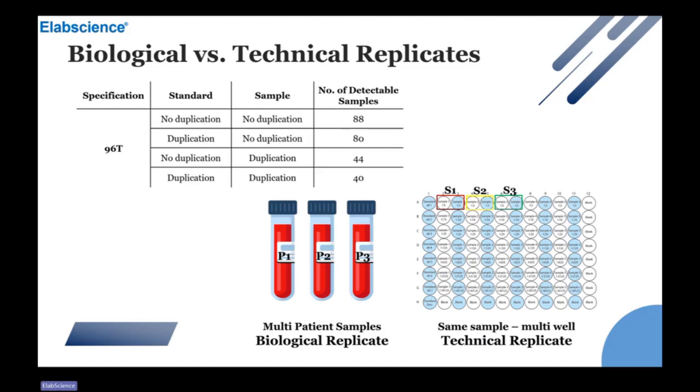Then the replicates help ensure that our results are reliable. There are two types of replicates. One type is the biological replicates. These capture the variability between the subjects or the samples, reflecting real biological differences like serum or plasma.